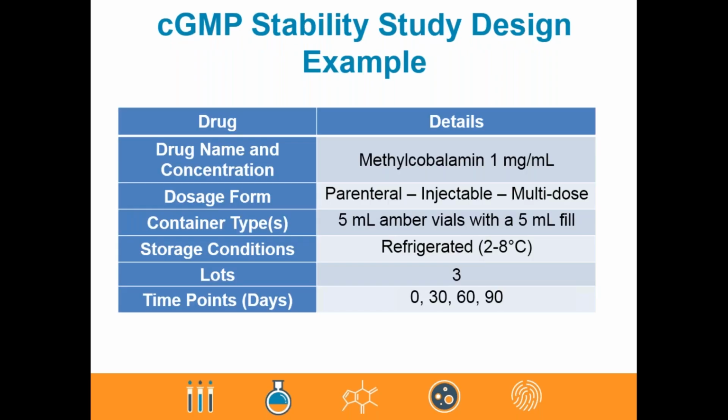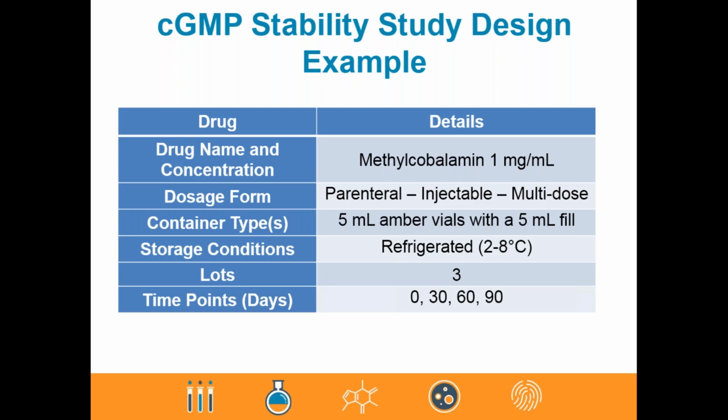So, GMP stability study design example. This is methylcobalamin at 1 mg per ml. It's a parenteral injectable, 5 ml amber vials with a 5 ml fill. Notice they put it in amber vials because methylcobalamin degrades when exposed to light. They're going to store it in the refrigerator to also help with the stability. Doing 3 lots to meet the requirements of the 503B and show consistency in their stability profile. There's enough time points here to be able to really get some trending and have some fallback just in case they get to the end of the stability study and they get a failure.